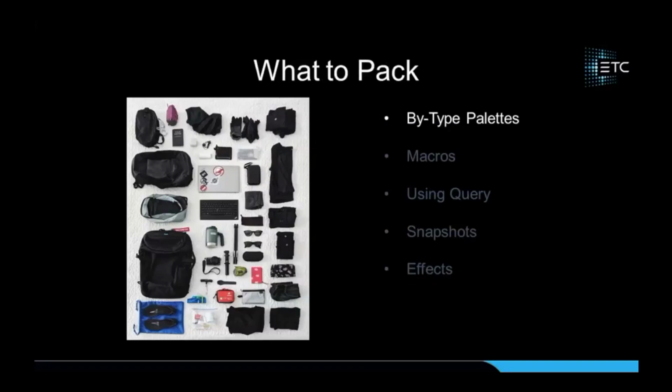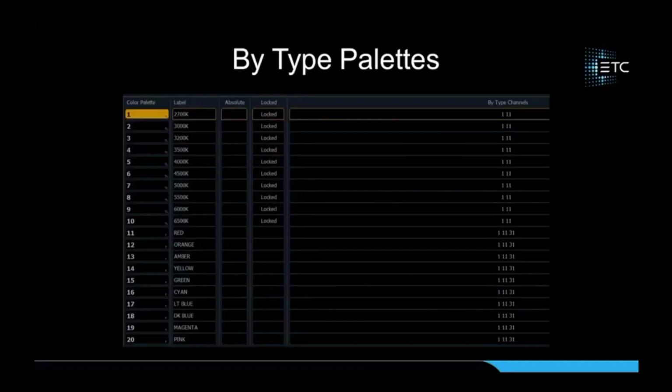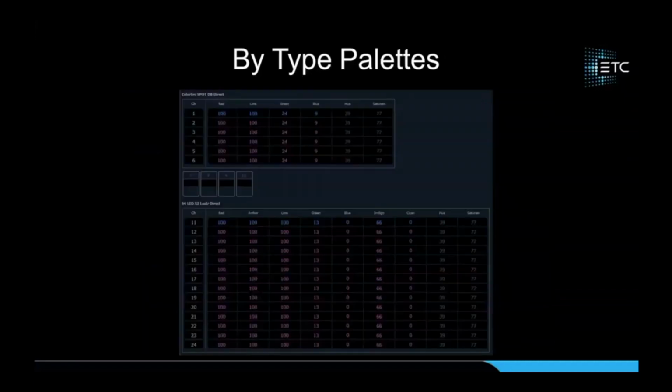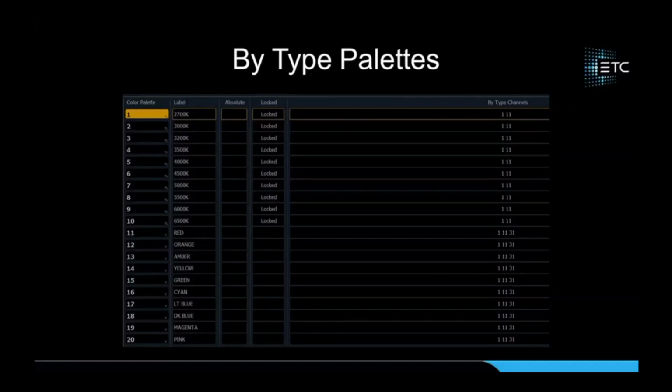So as a refresher, or if you're not familiar with these, by-type palettes allow you to assign a single channel that is the leader channel for any other fixtures of that type. So here I have a list of, I'm just using color palettes today, but these apply to all palette types and presets as well. So over on the right-hand side, you can see the by-type channels are listed.